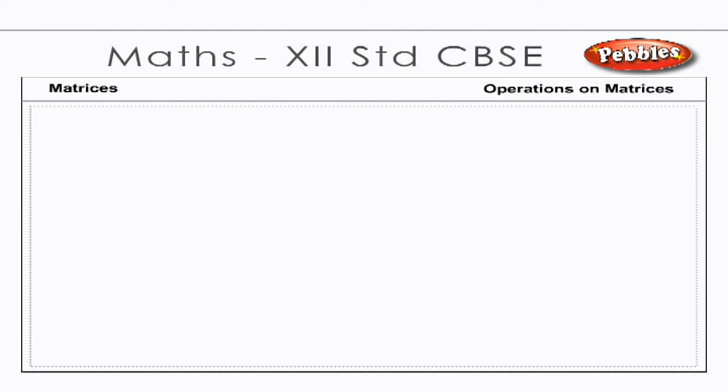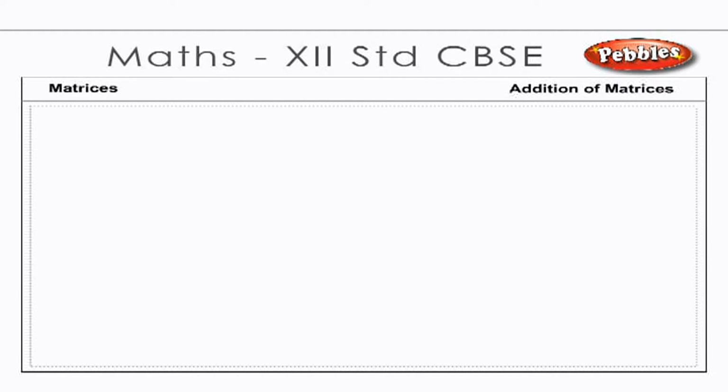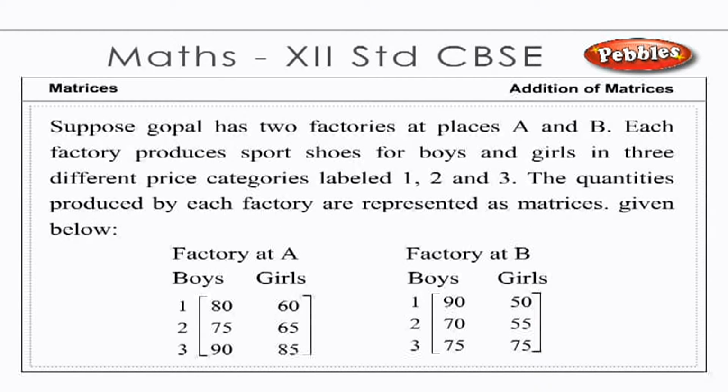Operations on matrices. In this section, we shall introduce certain operations on matrices, namely addition of matrices, multiplication of a matrix by a scalar, difference and multiplication of matrices. Addition of matrices. Suppose Gopal has two factories at places A and B. Each factory produces sports shoes for boys and girls in three different price categories labeled 1, 2 and 3. The quantities produced by each factory are represented as matrices given below.